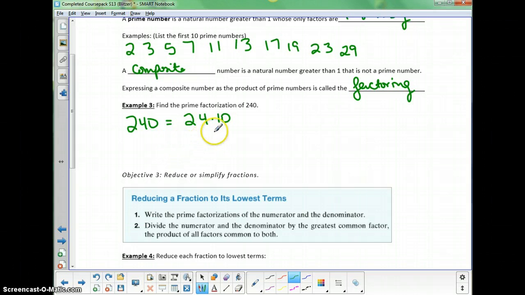Then I'm going to break this up again into smaller numbers. I'm going to break the 24 up and the 10 up. 24, we'll go sideways because I need more space. 24 is 4 times 6.